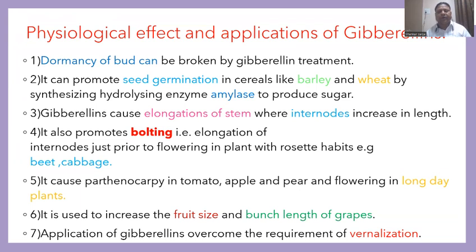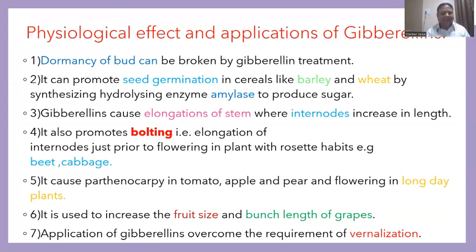Dormancy of bud can be broken by gibberellin treatment. See the difference in plants. Dormancy of seed is broken by auxin, and here dormancy of bud can be broken by gibberellin treatment. Means bud can bloom up, develop into flower, and in auxin seed can sprout by the application of auxin.